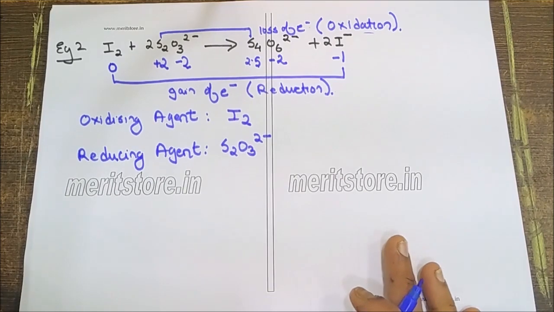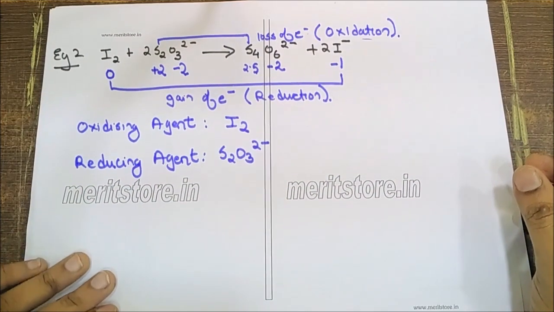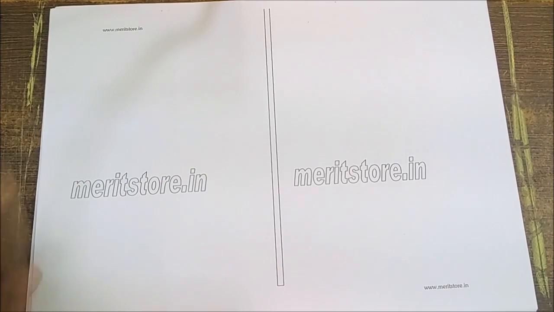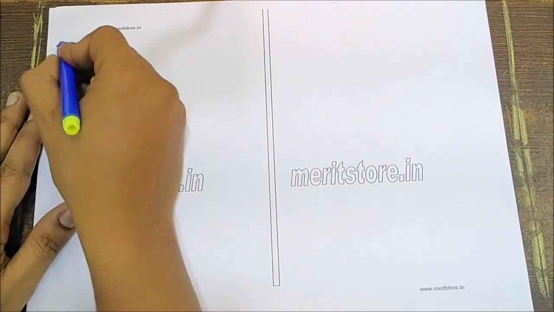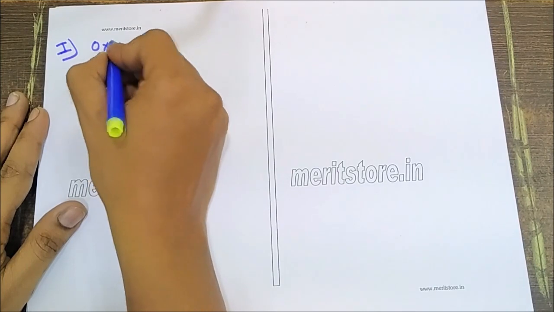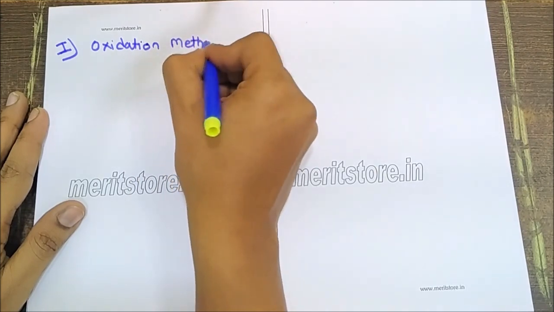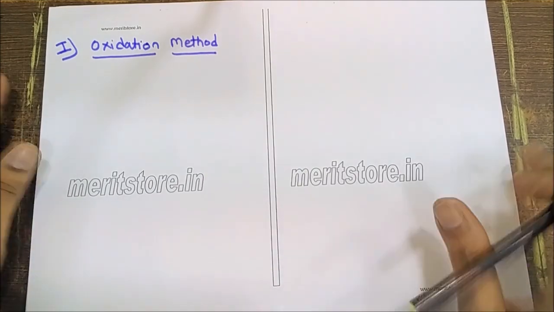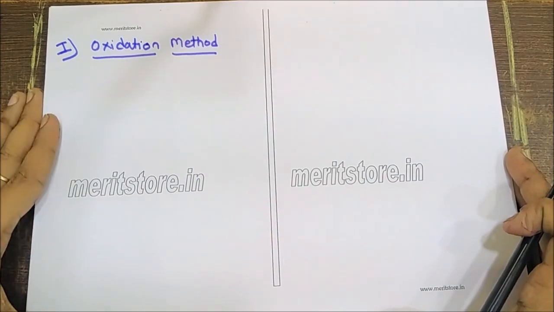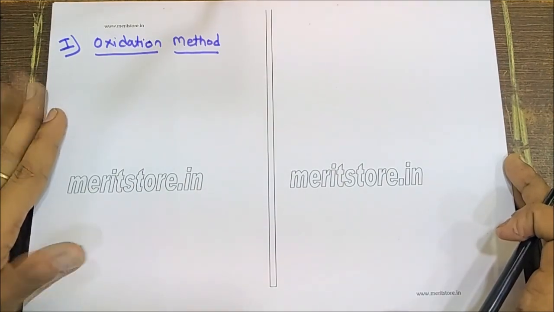So after knowing how to identify a redox reaction, further we have to learn how to balance the redox reaction. There are two methods for balancing the redox reaction, and the first method is called the oxidation number method. Now, it is very important to first know the rules to balance the redox reaction using this method, so we must know its rules properly.